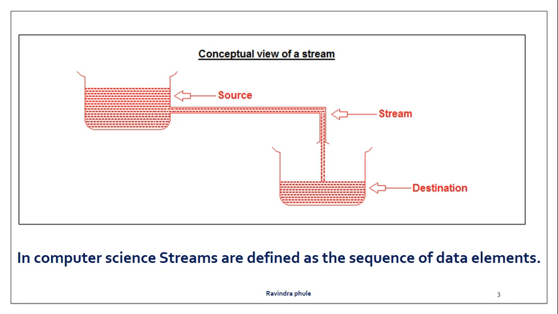Stream of water. In Java also we have a source and a destination, and we have to move something from the source to the destination. For that purpose we need some kind of pipeline, and the data flow from the source to the destination is termed a stream. In computer science, streams are defined as a sequence of data elements, meaning whatever data the source has, that sequence of data is taken to the destination.